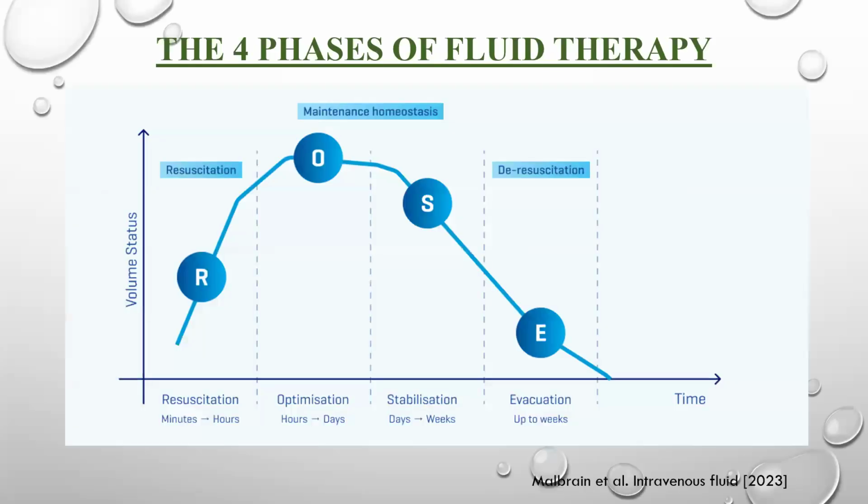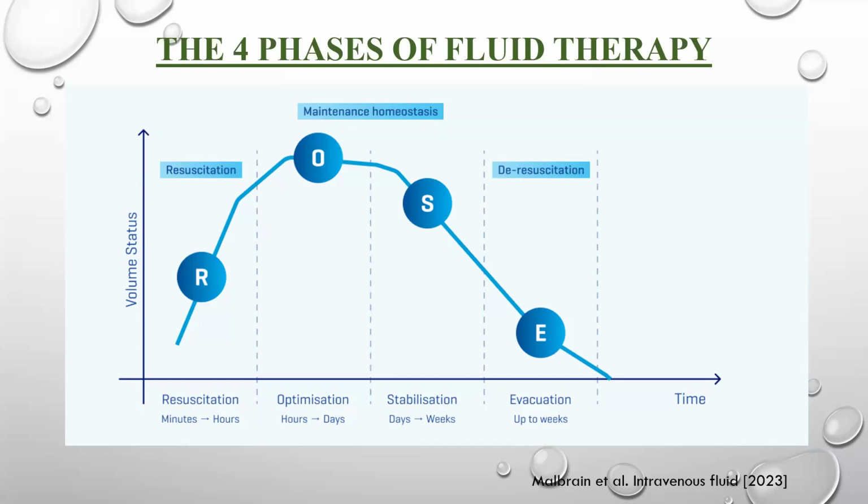And the recently proposed model for guiding fluid therapy during shock is summarized by an acronym called ROSE, that is resuscitation, optimization, stabilization, and evacuation. So the resuscitation. In this initial phase, which typically occurs within the first 3 to 6 hours, we restore the perfusion by giving rapid IV boluses, blood if needed.